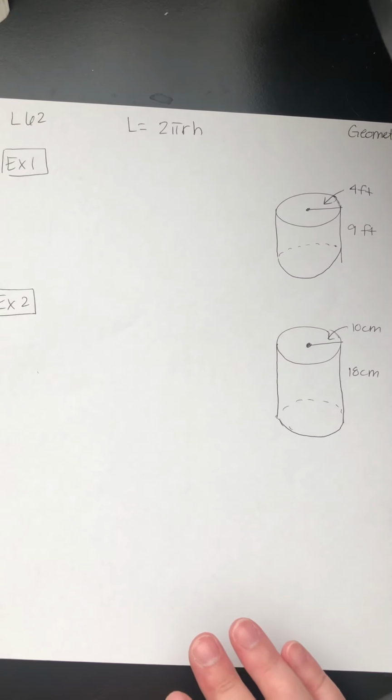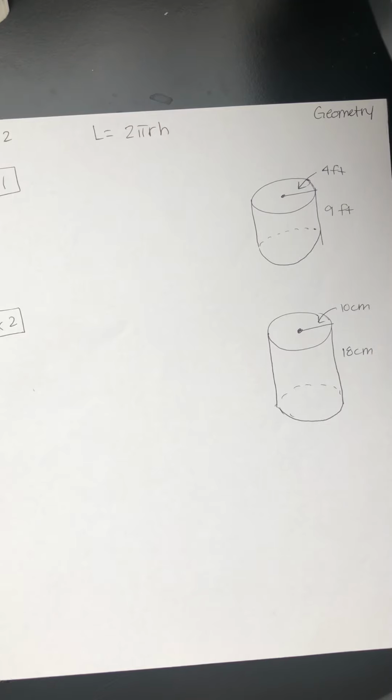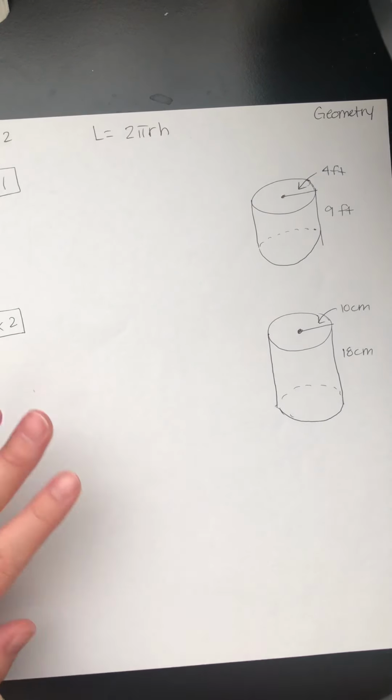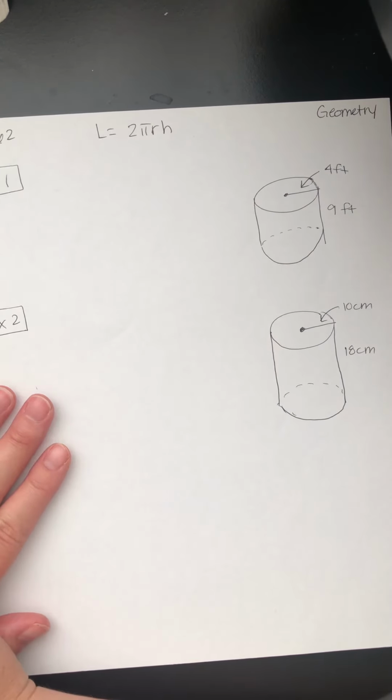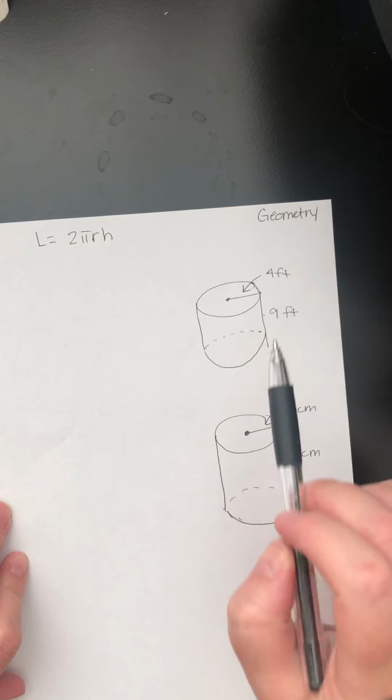Geometry, lesson 62, finding surface areas and volumes of cylinders. So we talked about surface area and volume for prisms a few lessons ago. Now we're talking about surface area and volume of cylinders.